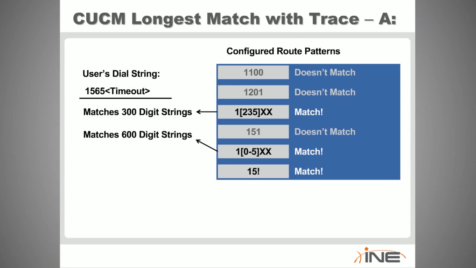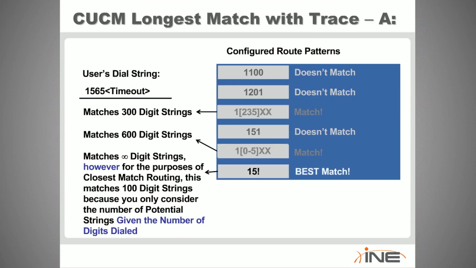The next one is 0 through 5. So that's 0, 1, 2, 3, 4, 5. That's 6 digits. That matches 600 digit strings, potentially. Now in this case, we have an exact match, but it still, overall as a pattern, has a lower matching priority because it has more potential matches, more potential strings.